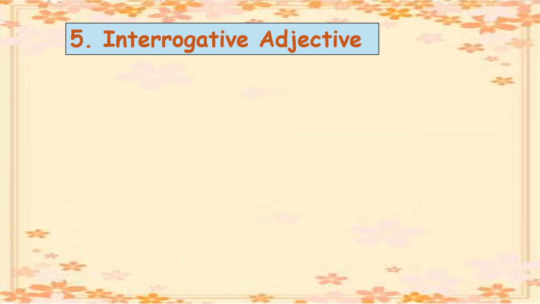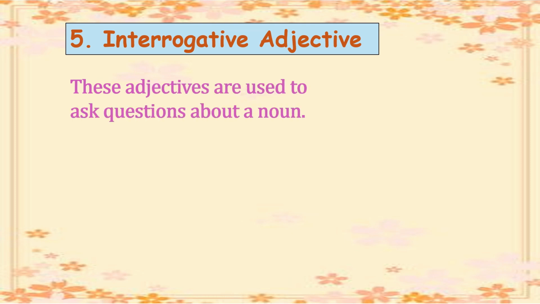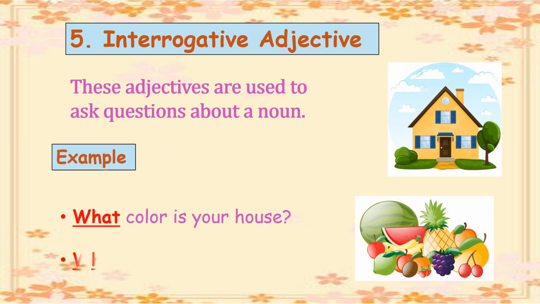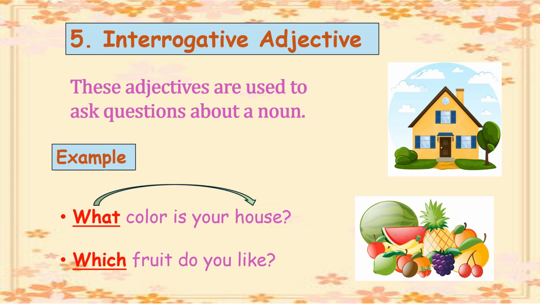Number 5, interrogative adjectives. These adjectives are used to ask questions about the noun. For example, what color is your house? Which fruit do you like? The words what and which are interrogating about the noun, the color of the house, and the choice of fruit.